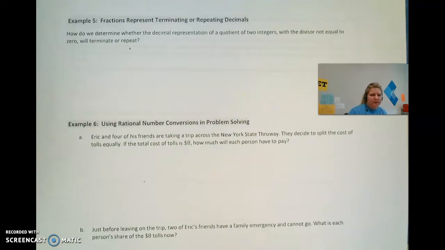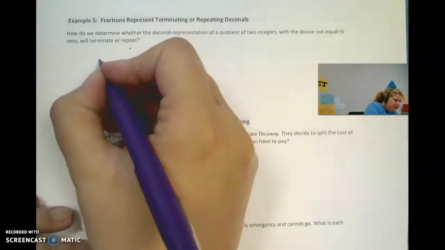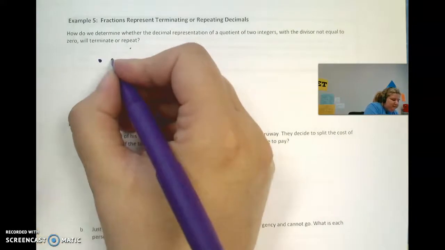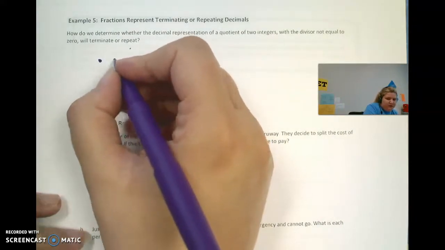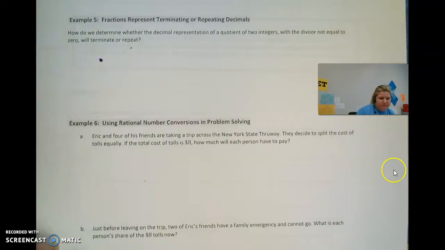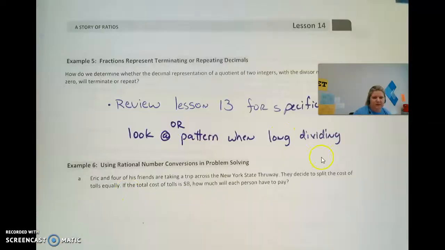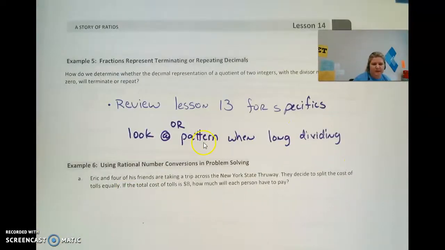So in lesson 13, there is a way of looking at the breakdown of the denominator to determine if a fraction will repeat or terminate. For this, we're going to say we can tell if there's a pattern or if it stops. Okay, so we can review lesson 13 for specifics or look at the pattern when long dividing.